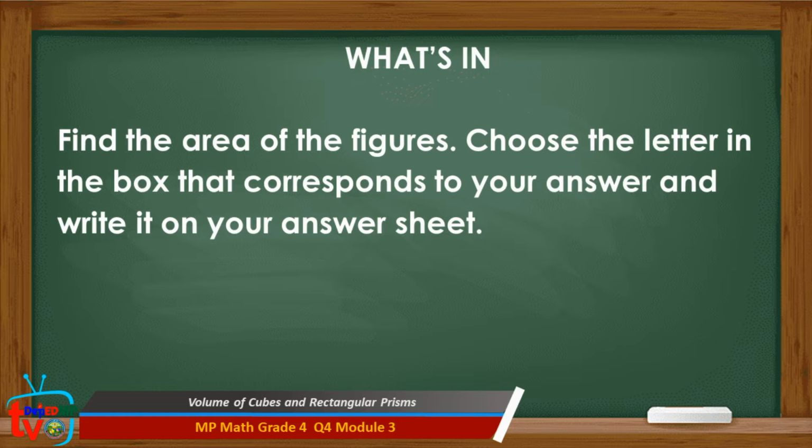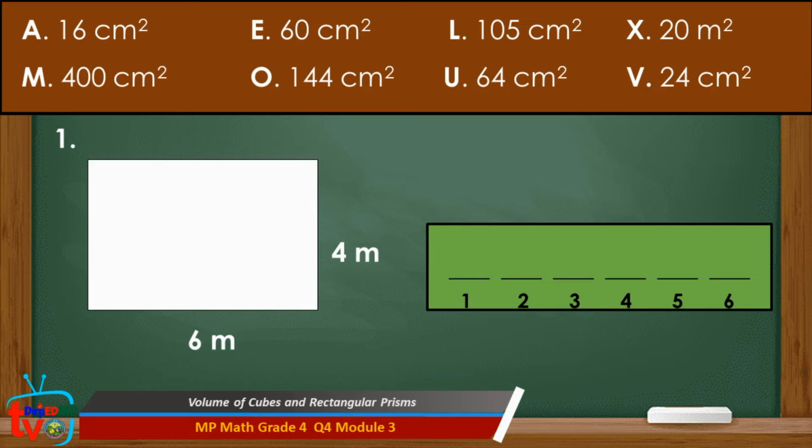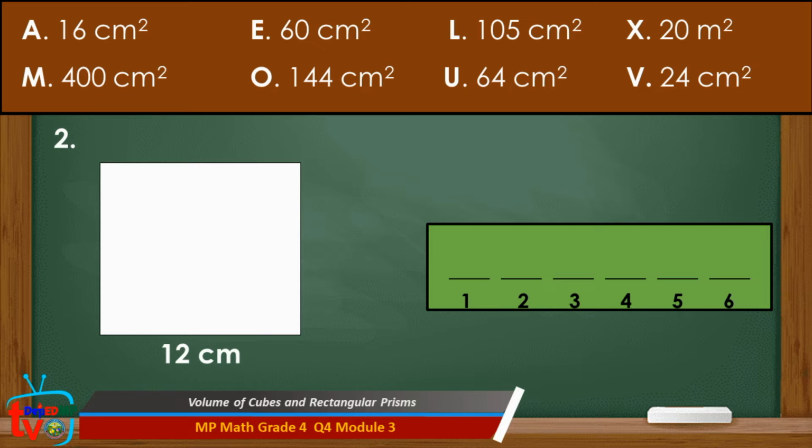Find the area of the figures. Choose the letter in the box that corresponds to your answer and write it on the blanks provided. Number 1. What is the area of a rectangle with a length of 6 meters and a width of 4 meters? Number 2. What is the area of a square with a side of 12 centimeters?